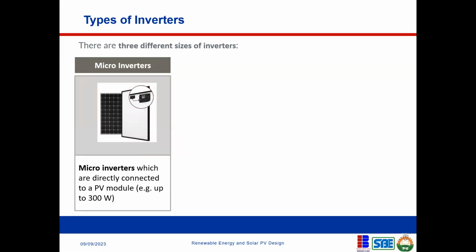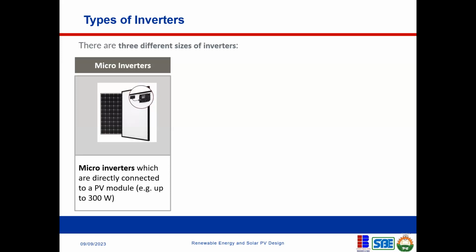We classify these types of inverter based on the point at which you install them, that is, by the configuration of where you place these inverters in your design. First of all, we have the micro inverter. Micro inverters are attached directly to the PV module, e.g. up to 300 watts. You can attach them behind your PV module, so every module has an inverter attached to it. This is a micro inverter.